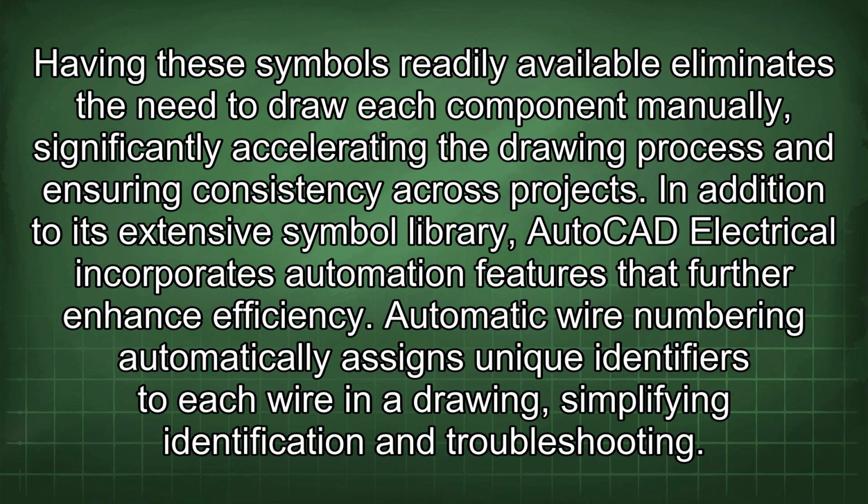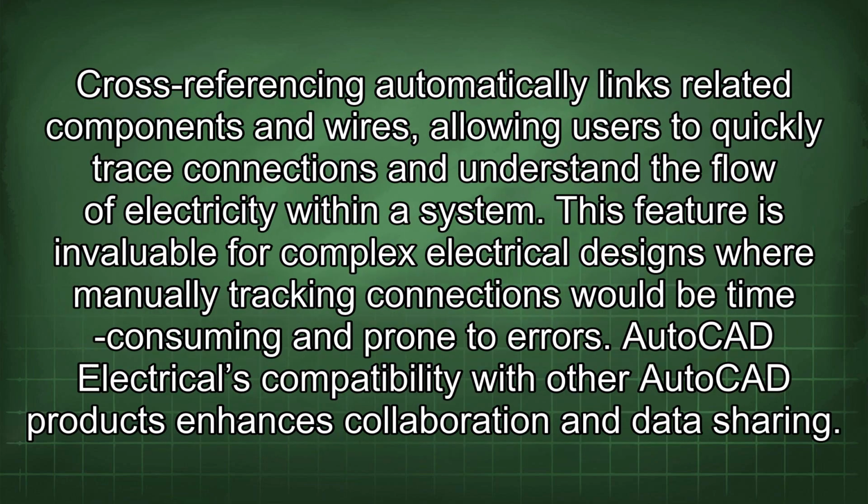In addition to its extensive symbol library, AutoCAD Electrical incorporates automation features that further enhance efficiency. Automatic wire numbering automatically assigns unique identifiers to each wire in a drawing, simplifying identification and troubleshooting. Cross-referencing automatically links related components and wires, allowing users to quickly trace connections and understand the flow of electricity within a system. This feature is invaluable for complex electrical designs where manually tracking connections would be time-consuming and prone to errors.